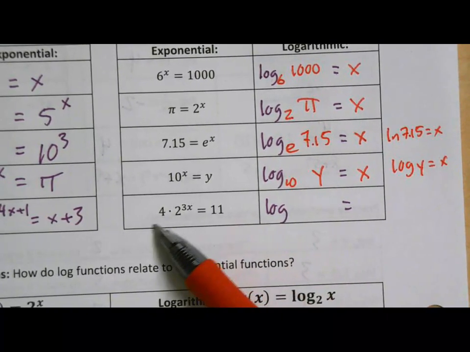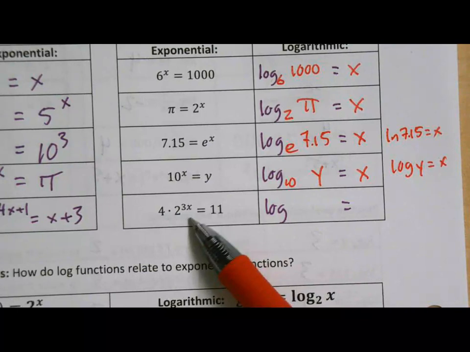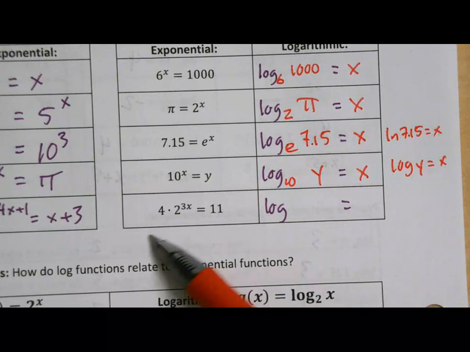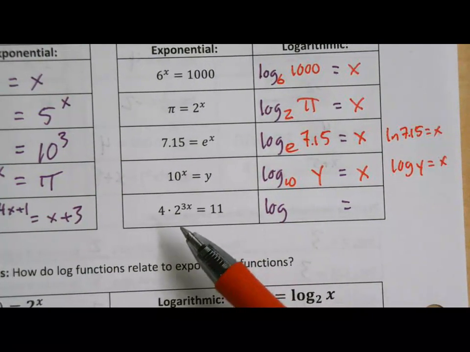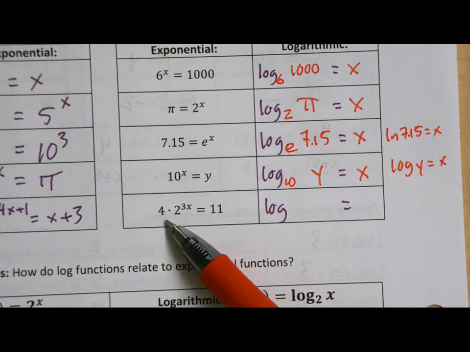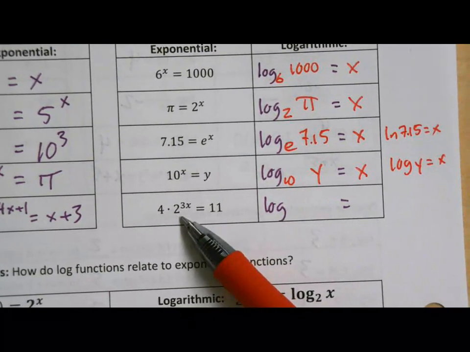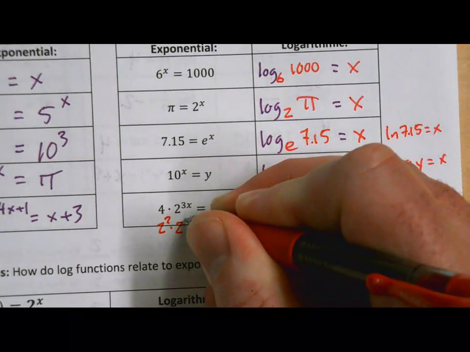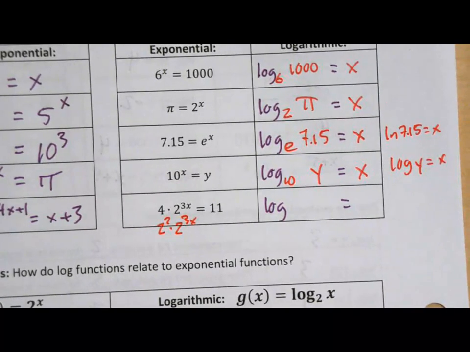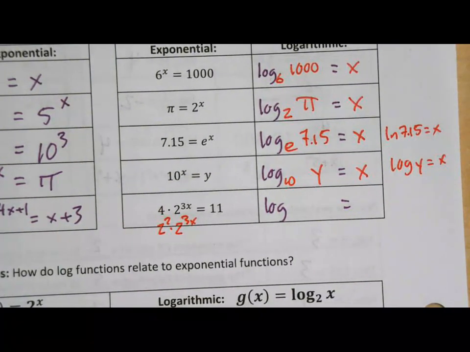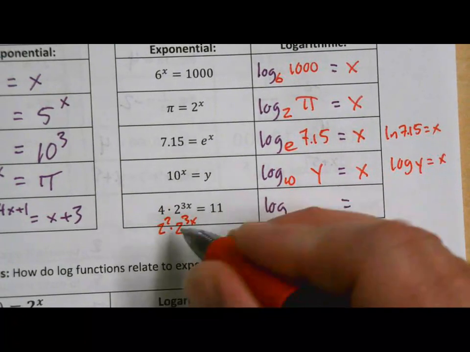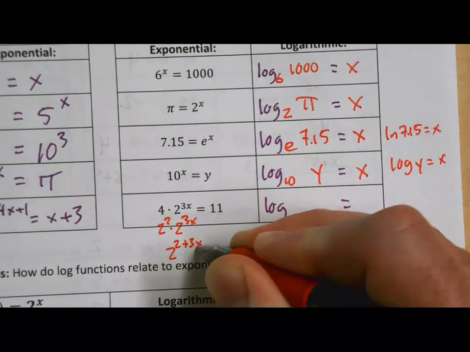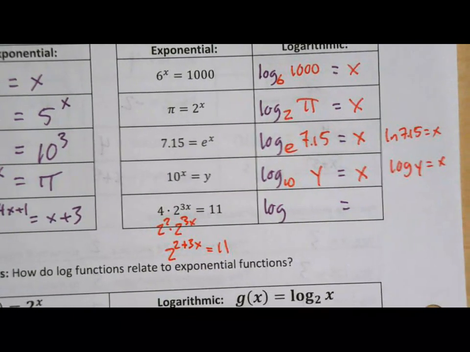The way I'm going to deal with this is I'm going to get this so it's a single base on the left-hand side. A couple ways. I could divide both sides by 4. That's totally legal. What I'm going to do instead, though, is I see this base of 2. I'm going to rewrite 4 as 2 squared. Now I've got 2 bases that match. And I can now combine these together into a single base. What am I going to do with my exponents? Add them. So 2 to the 2 plus 3x equals 11. That's how I'd start that.